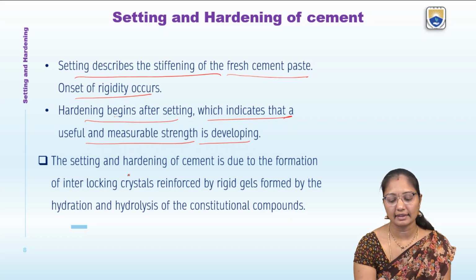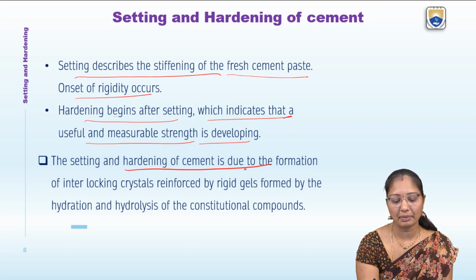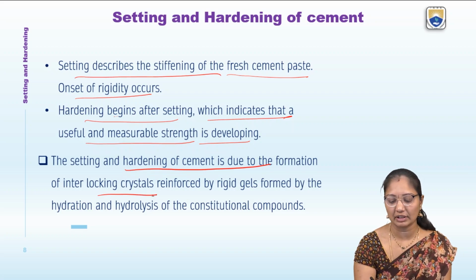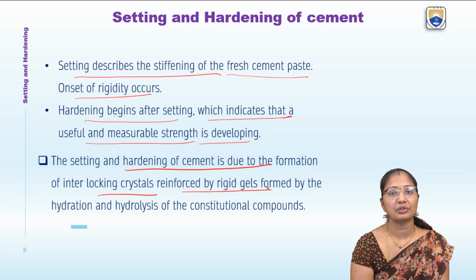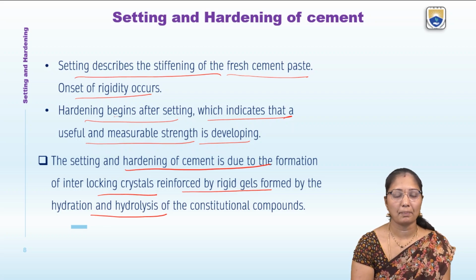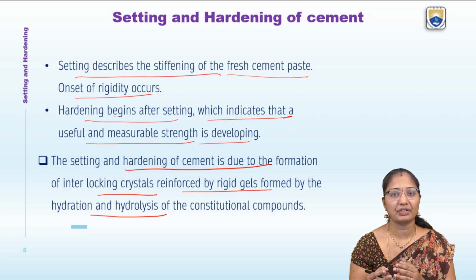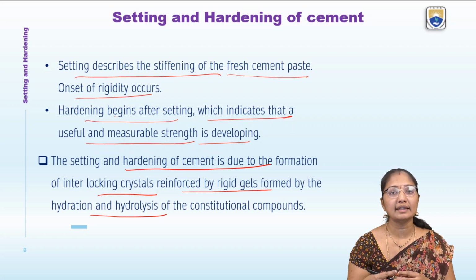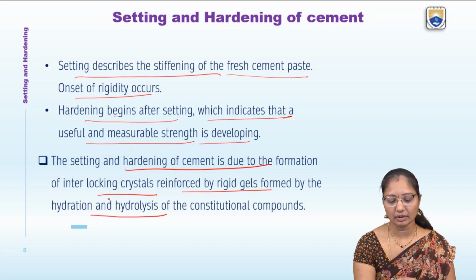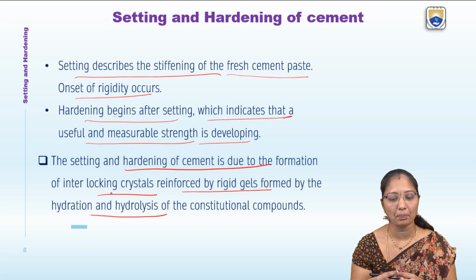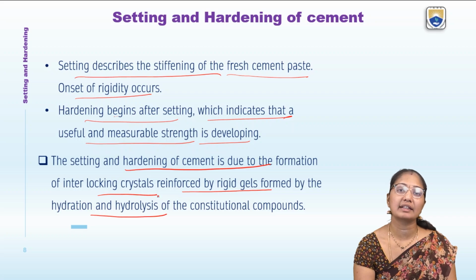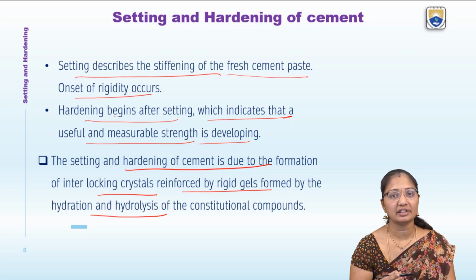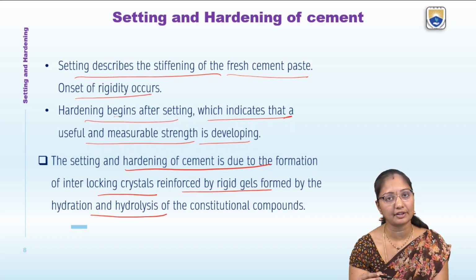The setting and hardening of cement is due to the formation of interlocking crystals reinforced by rigid gels formed by the hydration and hydrolysis of the constituent compounds. Here it undergoes a series of reactions called hydrolysis and hydration. Interlocking crystals are formed between the compounds, which are reinforced by rigid gel formations. These gels are formed again by hydration and hydrolysis reactions.